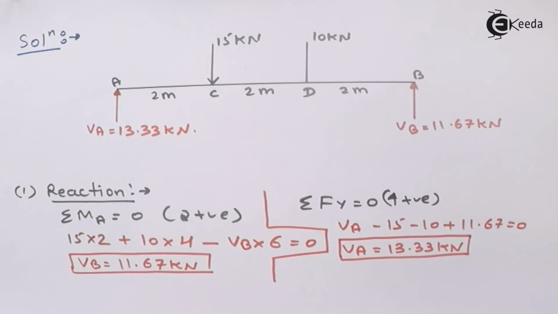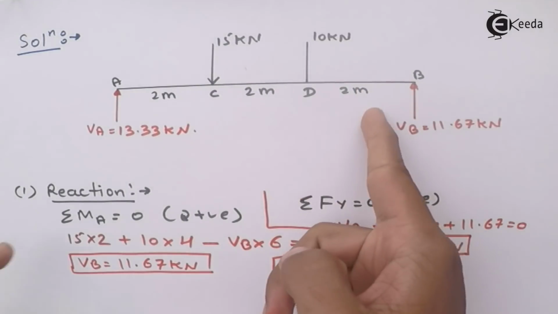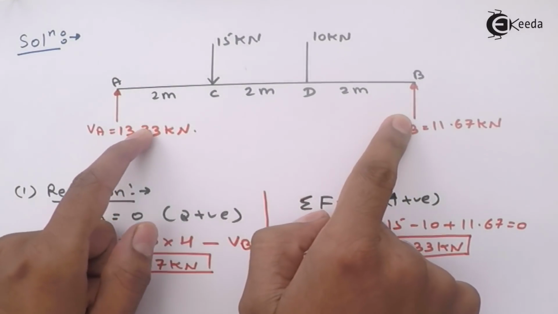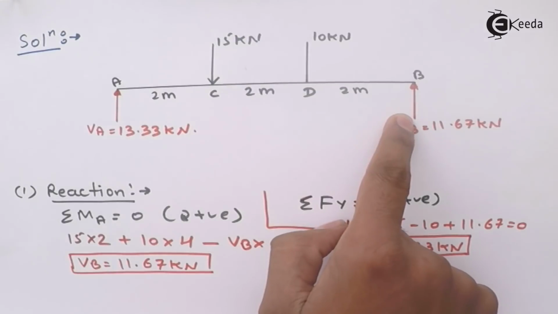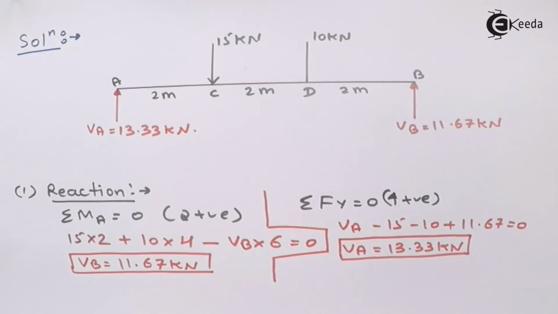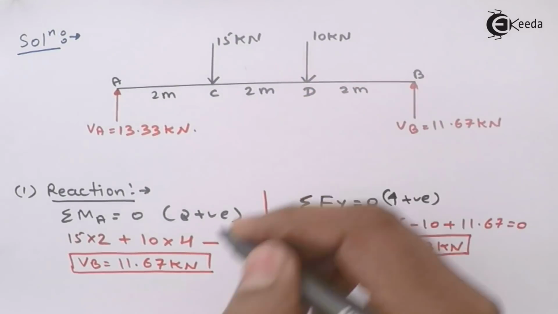Now what Macaulay's method says, as you all know, is that Macaulay's method takes a section at the extreme corner of the beam. Extreme corner means either you can take the section over here and this is the origin, or you can take the section over here and this is your origin. Always take the extreme corner, which means we have to take all the loads simultaneously.